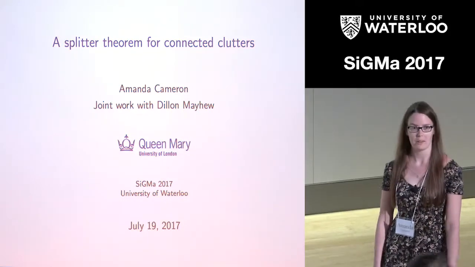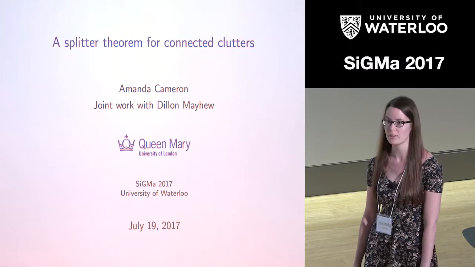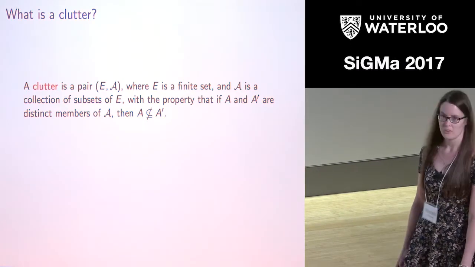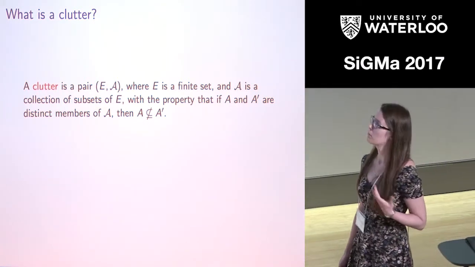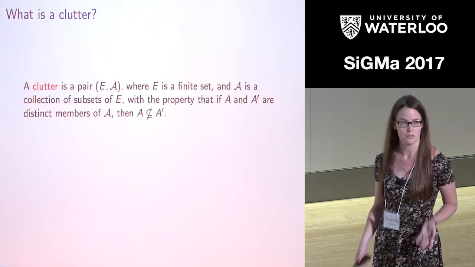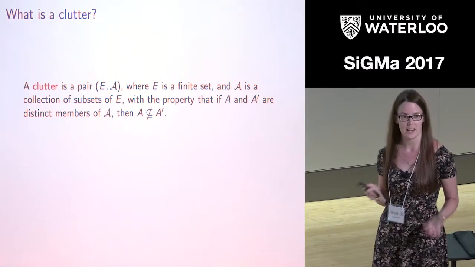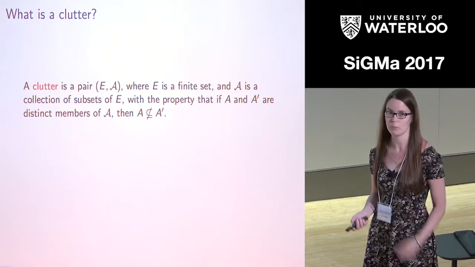I'm going to be telling you about clutters, which are also known as anti-chains and Sperner families, and this is joint work with Dylan Mayhew. So first off, what is a clutter? What you have is a finite set E, and then you've got a collection of subsets of this set, so that if you take any two of the subsets, then neither one is contained inside the other one.